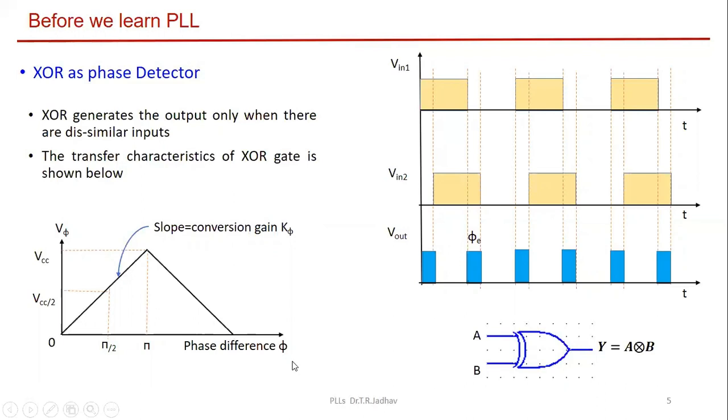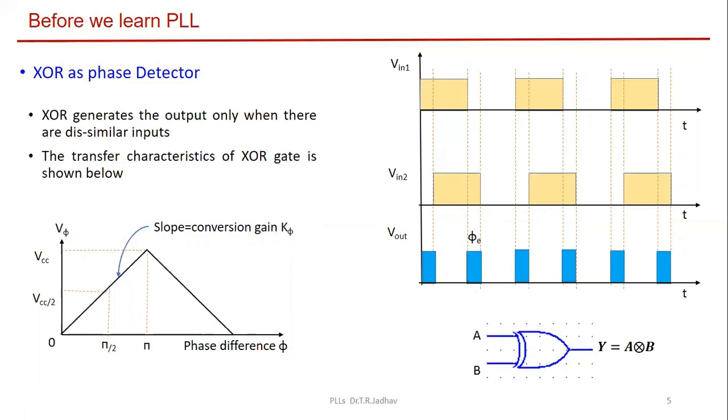So hope you have understood the concept of phase detector. So I repeat, phase detector is to detect the phase difference between two inputs. We generate the proportional voltage. The voltage output is proportional to the phase difference between two input signals.